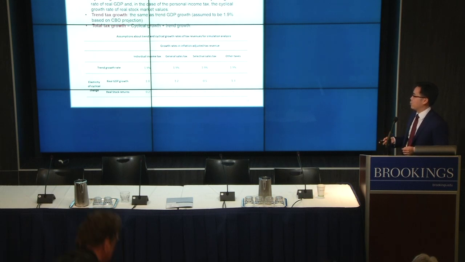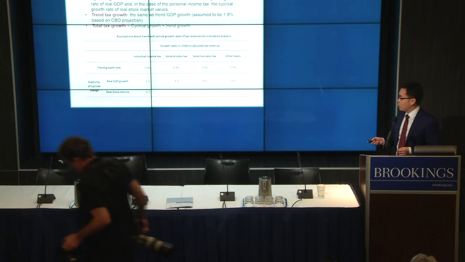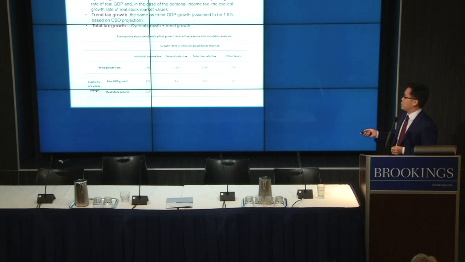So the total tax growth for each of the individual tax categories is the sum of the cyclical growth rate and the trend growth rate. And we assume that the trend growth rate is 1.9% in real terms, which is based on the CBO projection for the long-term GDP growth. And the cyclical growth rate is based on our estimated elasticity of the tax revenue with respect to GDP growth, and in the case of income tax revenue, also the elasticity with respect to stock returns.